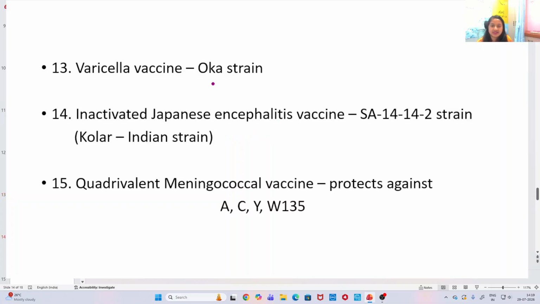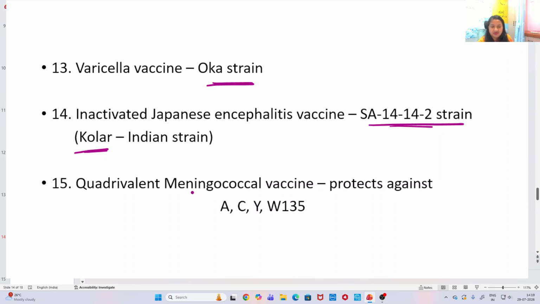Varicella vaccine uses the OCA strain of the varicella virus. Inactivated Japanese encephalitis vaccine uses SA14442 strain. And Kolar strain, the Indian strain, covers all strains of the Japanese encephalitis virus that are present in India.